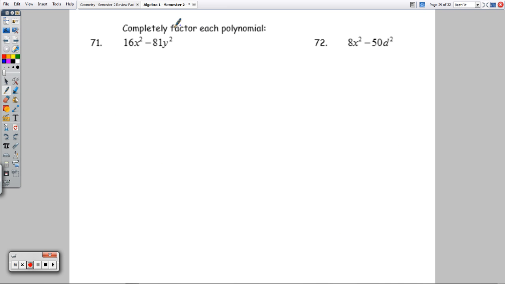Number 70, if we're trying to factor each polynomial, here we have a difference of squares. So the shortcut way there is to just take the square root of each part, and you're going to have one being a plus and one being a minus. The square root of that would be 4x, and the square root of that would be 9y. So one will be 4x plus 9y, the other one will be 4x minus 9y.